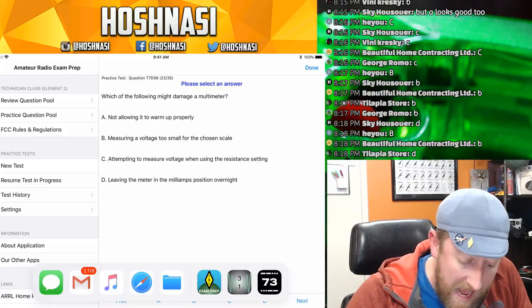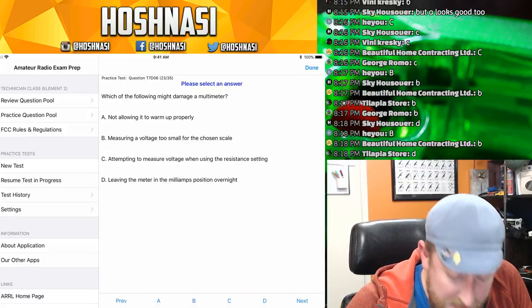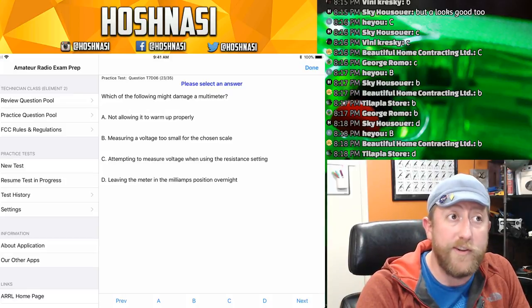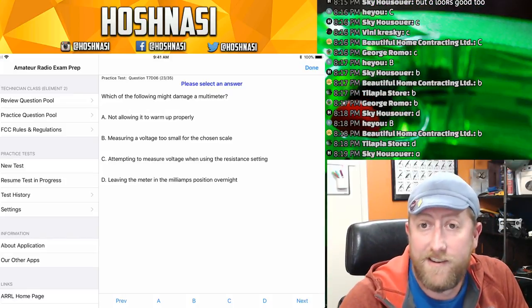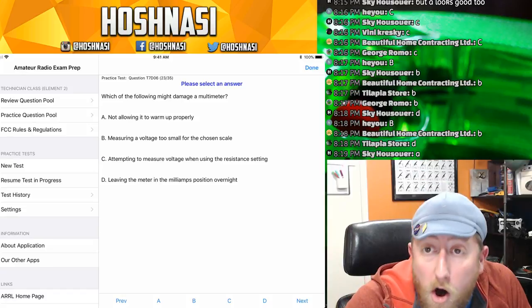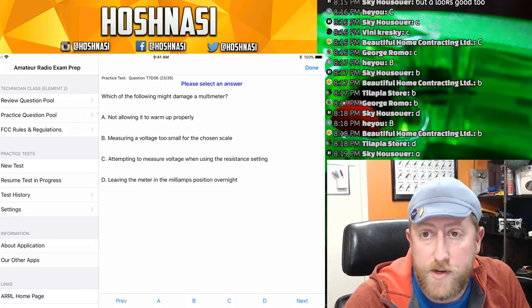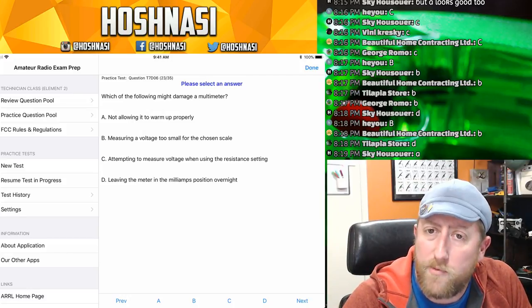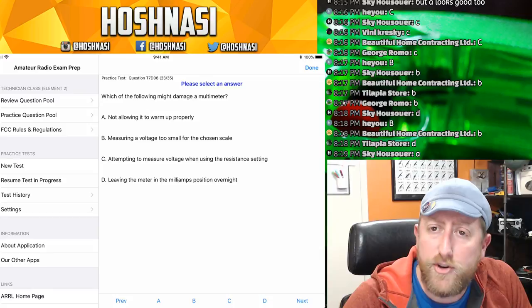Which of the following might damage a multimeter? Basically, I don't even have to look at these. Hooking it up to anything that puts off more voltage than it says it can handle. Measuring a voltage too small. No. Attempting to measure voltage when using the resistance setting. Leaving the meter in the milliamps position overnight. Not allowing it to warm up properly.